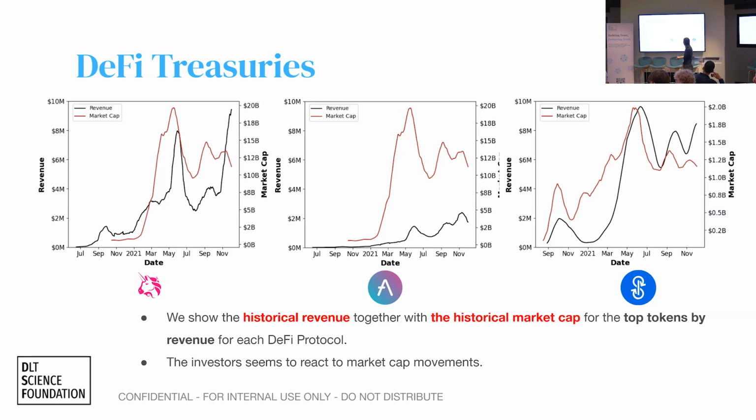It seems that the users or the supply side of the protocols seem to be reacting to market cap. You can see that the market cap goes up first, and then more users will be using Uniswap to drive the revenue up. Same with Aave. Here also, yes, Yearn as well. So it's just interesting. But overall, you can see a very high correlation between those two time series.